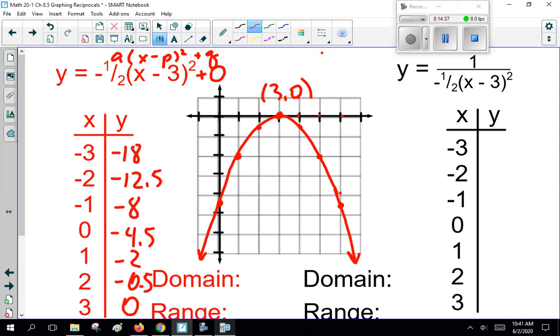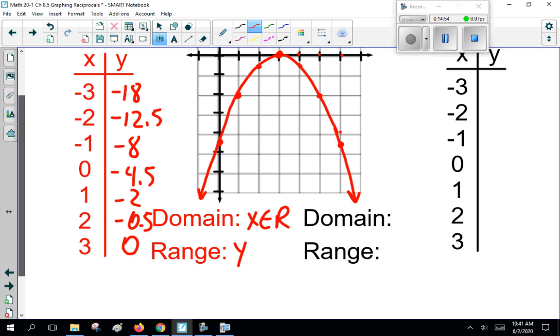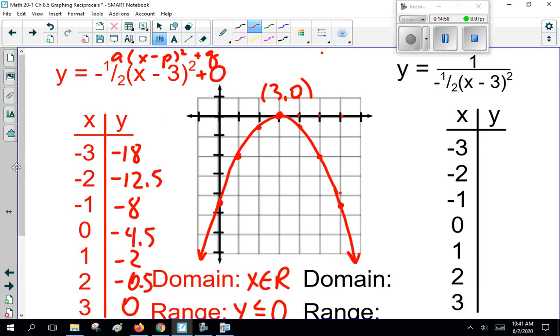All right. And remember, with a quadratic, it has an axis of symmetry right down the middle, which means you only need half of it and do the reflection. Anyway, so the domain, x is all real, and y is less than or equal to 0. That you can all read off your graphing calculator.